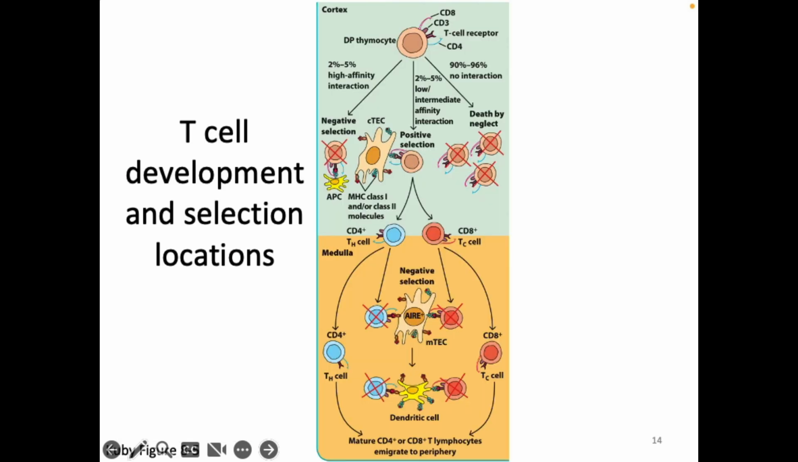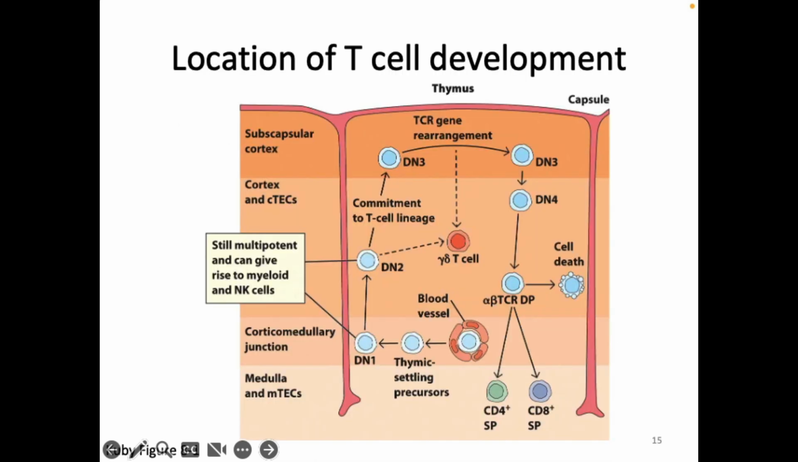And so you can see that these steps of negative and positive selection are happening both in the cortex, but especially in the medulla. AIRE is present in cells of the medulla to make all of those transcripts. And so we're getting a lot of negative selection in the medulla. This is why the medulla is so much less densely full of cells. And you can see this same thing here.